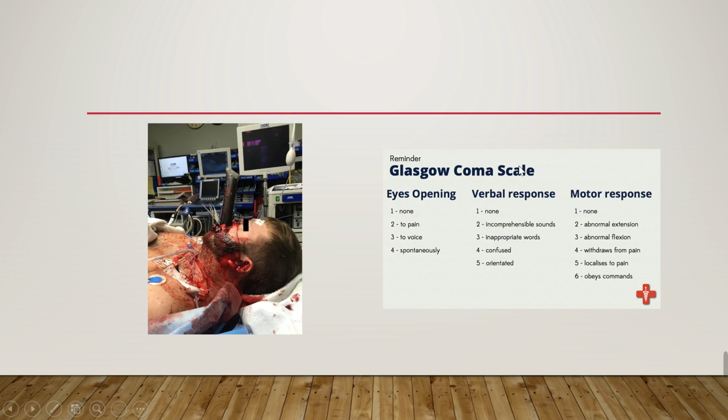All right, Glasgow Coma scale again. Eyes opening: none, to pain, to voice, spontaneous. Verbal response: none, incomprehensible sounds, inappropriate words, confused, oriented. And motor response, this is when we're looking at posturing: none, abnormal extension, abnormal flexion, withdraws from pain, localizes to pain, obeys command.